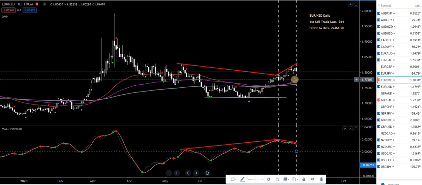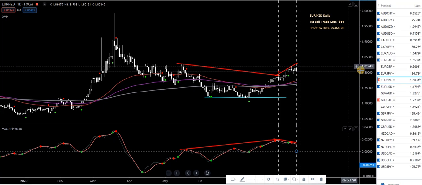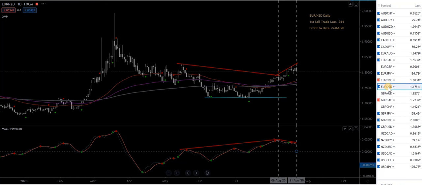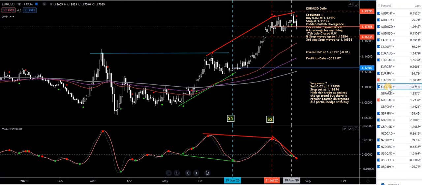As you can see, the MAs are starting to spread. That's the 50, the 100 and the 240. They're starting to spread to the upside, but I'll take that sell on Monday with a stop in place. All right, Euro USD, now in a buy here, which is good.